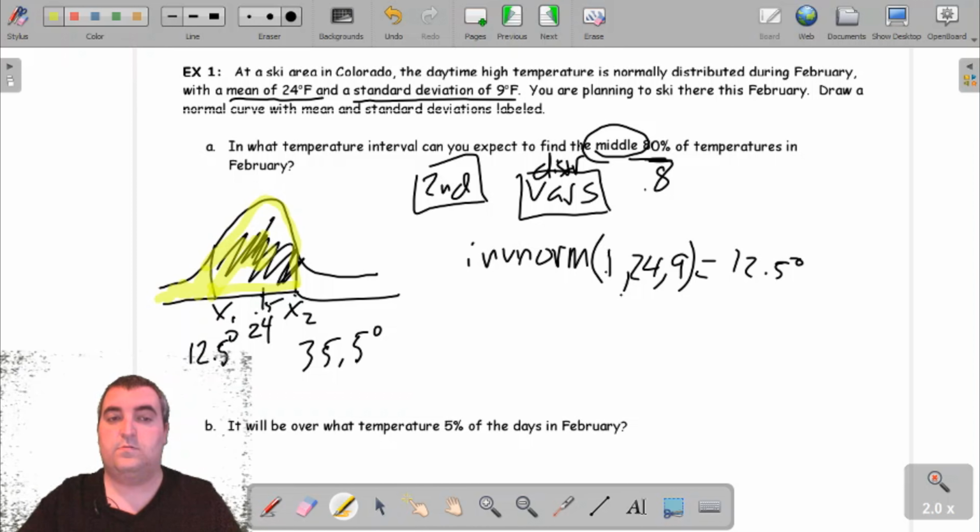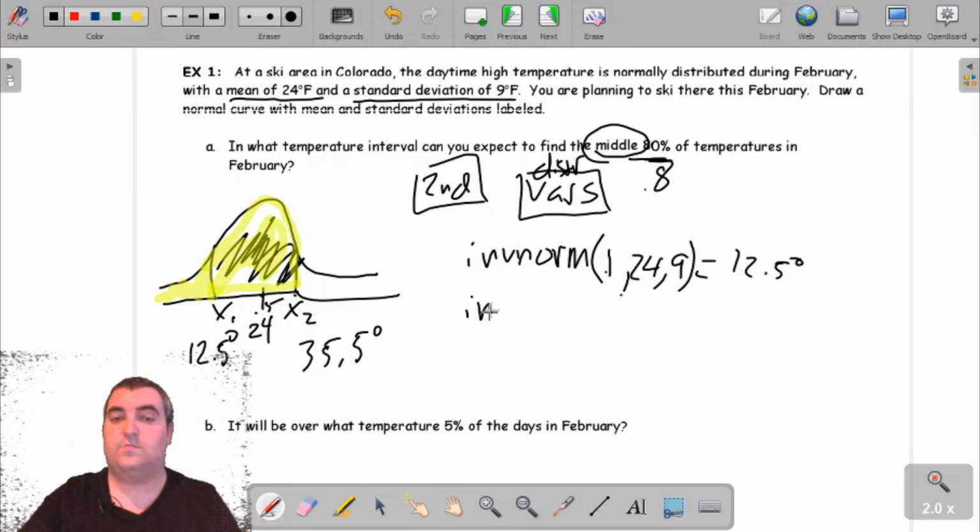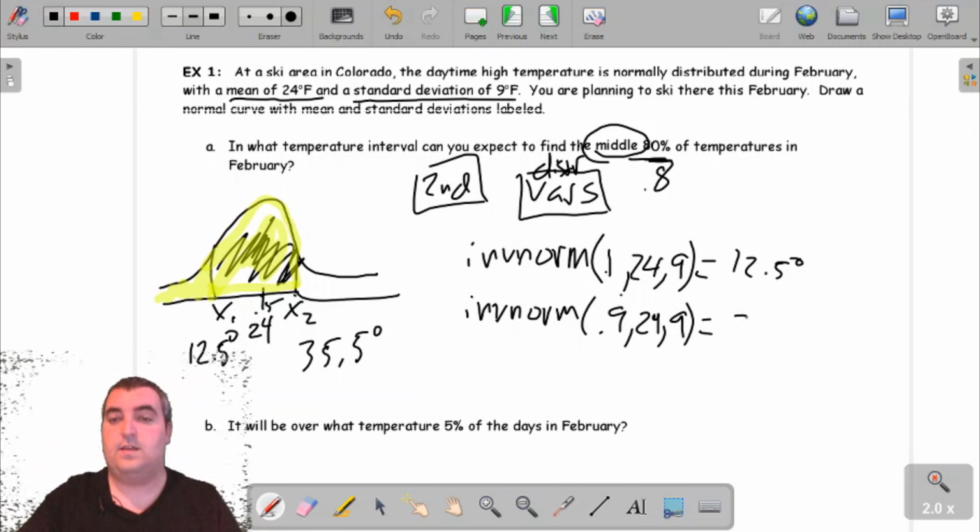So now you're going to do, instead of 0.8, because this is actually not at 0.8. Because of how the calculator works, it goes from negative infinity to this point, that would actually be 90% of your data. So you're going to do inverse norm, 0.9, 24, 9, you hit enter, and you get 35.5 degrees.